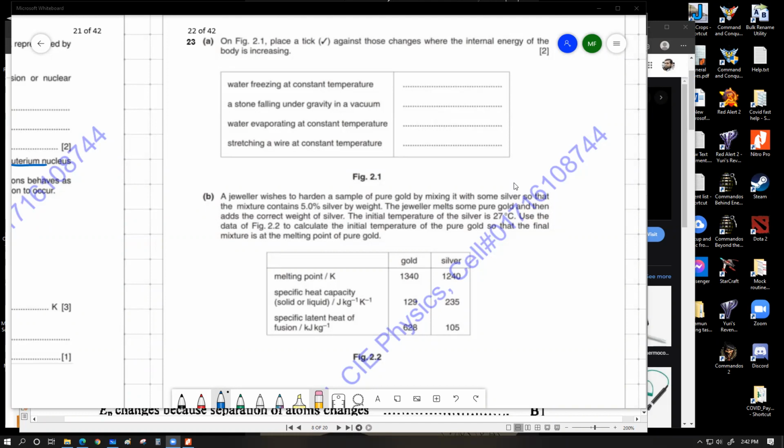Try to understand the content of this question. A jeweler wishes to harden a sample of pure gold by mixing it with some silver so that the mixture contains 5% silver by weight. The jeweler melts some pure gold and then adds the correct weight of silver. Try to understand. The initial temperature of the silver is 27 degrees Celsius, which is pretty much a room temperature. Use the data in figure 2.2 to calculate the initial temperature of the pure gold so that the final mixture is at the melting point of pure gold.